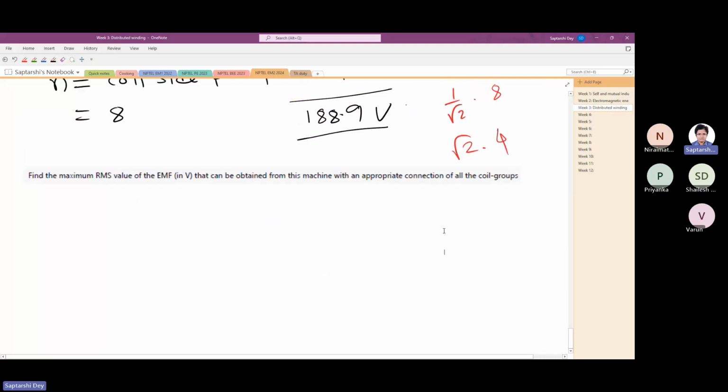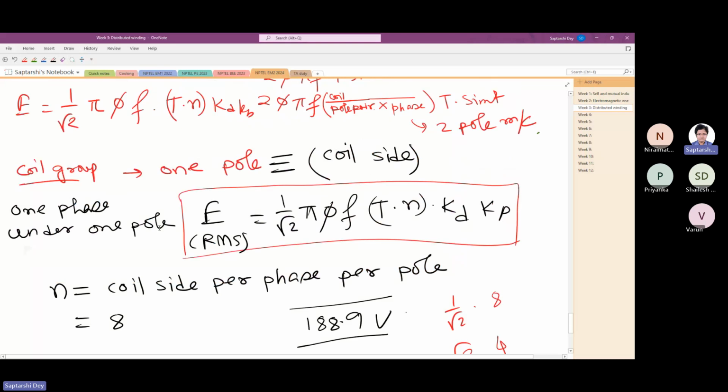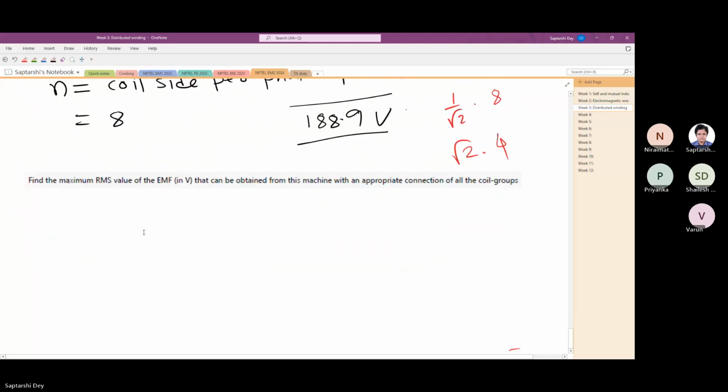Okay. So we did it for one coil group. Coil group, as I said here, is under one pole. So the total will be this times number of poles. Whatever you get. Some approximation I did, this should not be equal to this.